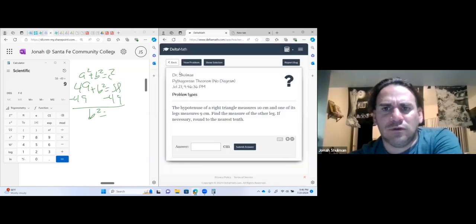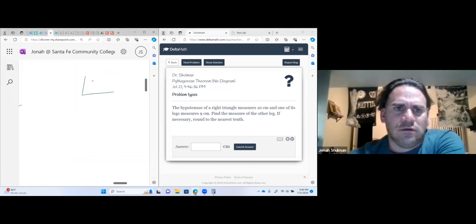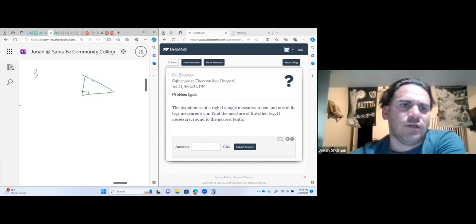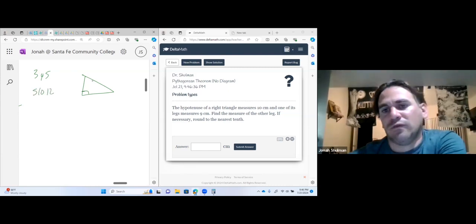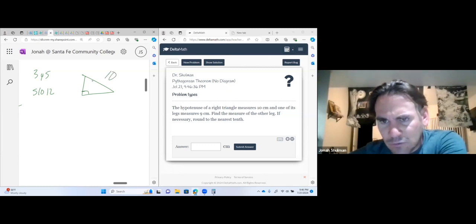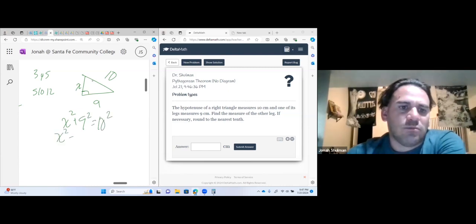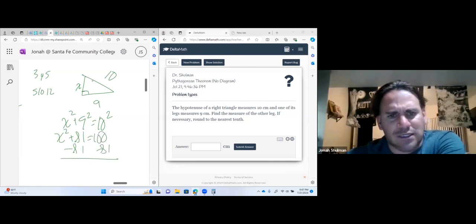All right, so here we don't have the diagram. So we have the hypotenuse is 10. And you'll get better with this. You'll know that 3, 4, 5, and 5, 12, 13 are specific Pythagorean triples that always work out. So the hypotenuse is 10 and one of the lengths is 9. So that's x. So we're left with x squared plus 81 equals 100, minus 81, minus 81. So we have, what is that, 19?